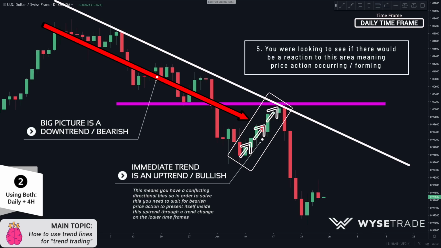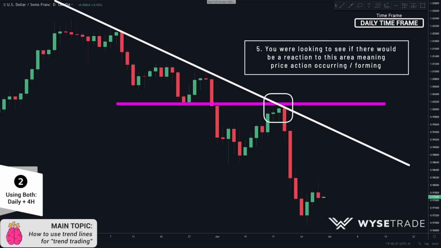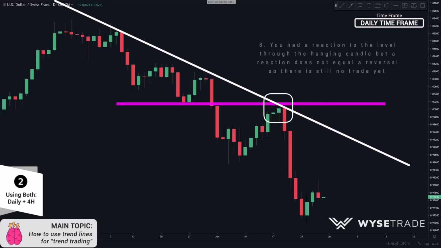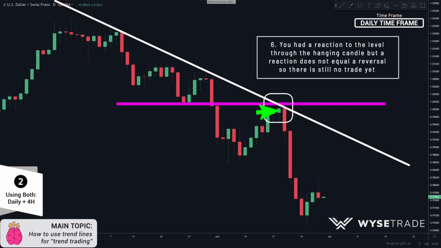Now, the first thing we do when price gets to this access point is wait for some form of price action to present itself. Again, you don't know if there will be price action forming at all. In this case here, the price action formation we got was a hanging candlestick, which shows that price is indeed reacting to the level. But again, a reaction does not mean a reversal will occur. So here is where you take your skill set up a notch.